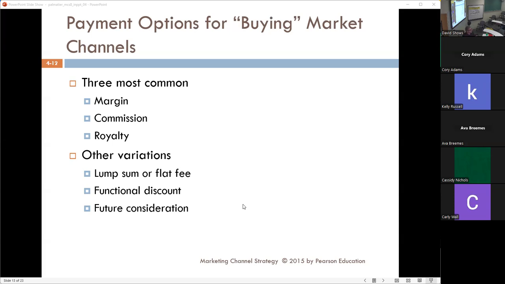All right, so these are the ways that we buy in. The most common are margins, commissions, and royalties. But the other variations are for those corporations where you accept that you're doing this as a hazard and you're willing to invest in them for a future.